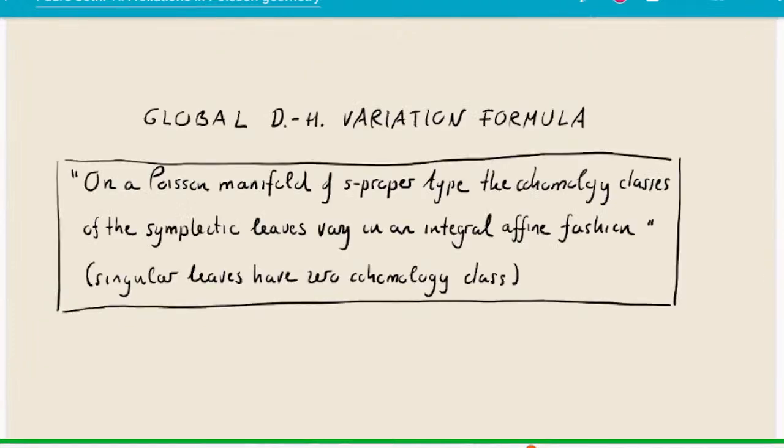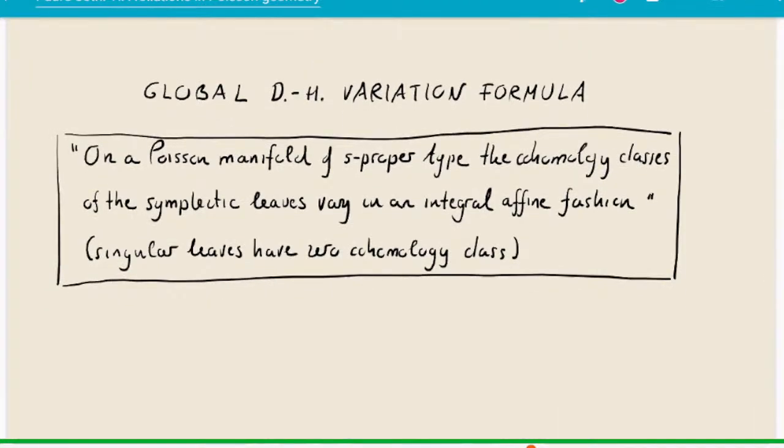And with some more work, now you can state the Duistermaat-Heckman variation formula, and then using techniques a little bit more refined than in the regular case, you can actually prove it.